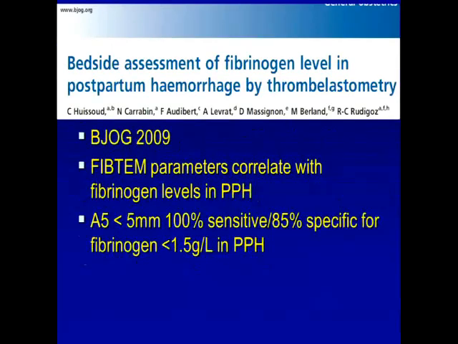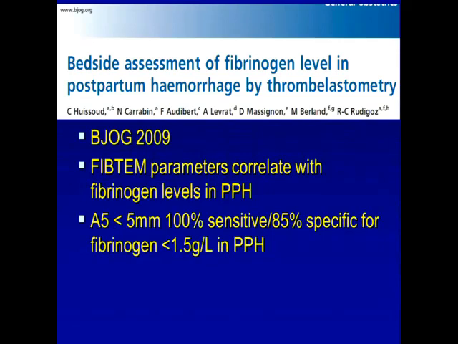So this was one of the first studies, in the Journal of Obstetrics and Gynecology, and this was verification that the FIBTEM values are correlative with the quantitative fibrinogen levels. And this is where we get into the debate of which values are the most useful. So is it the A10, is it the A5? Because obviously the earlier you get the results, the better it is, essentially, if the accuracy stays the same.